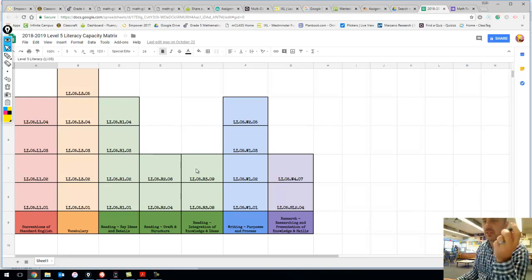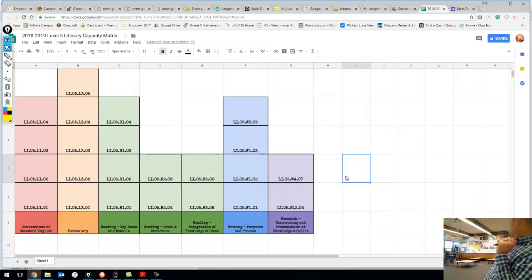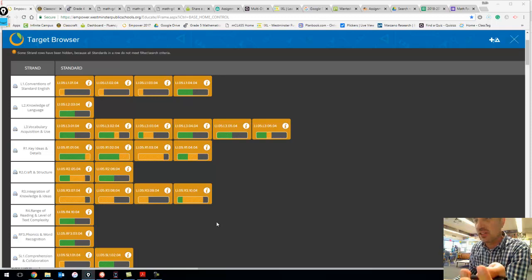This is my level 5 capacity matrix that my students use to track, and you can even see there's one on the board over there that we use as a whole class to track their progress and where they're at. We have basically taken our target browser and flipped it on its side. I mean, this is a capacity matrix for all intents and purposes.